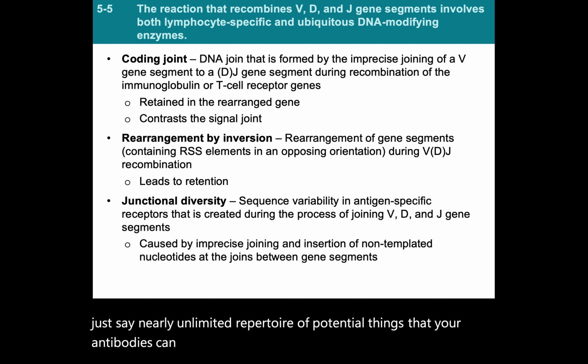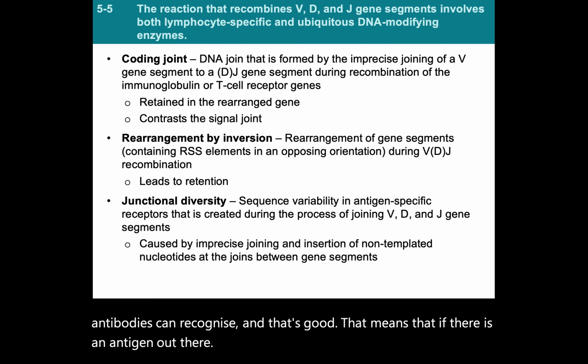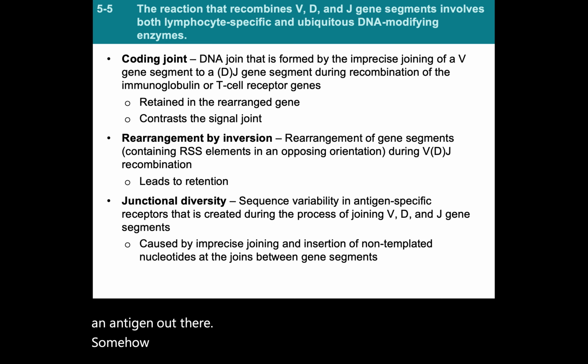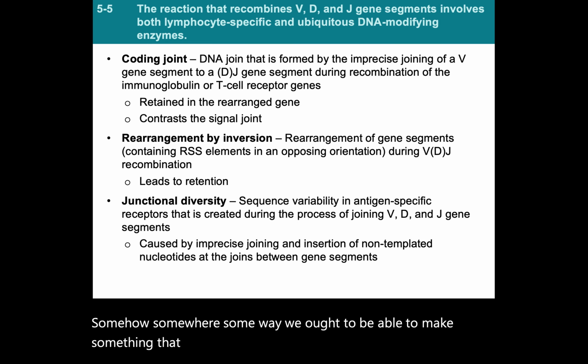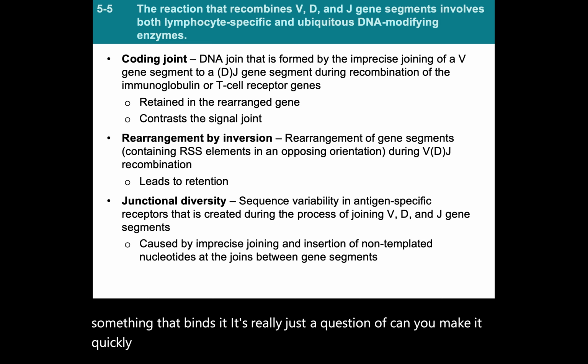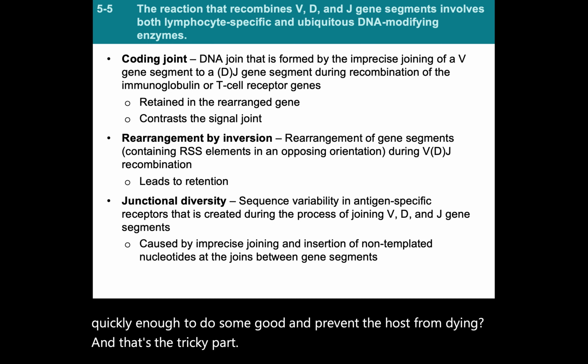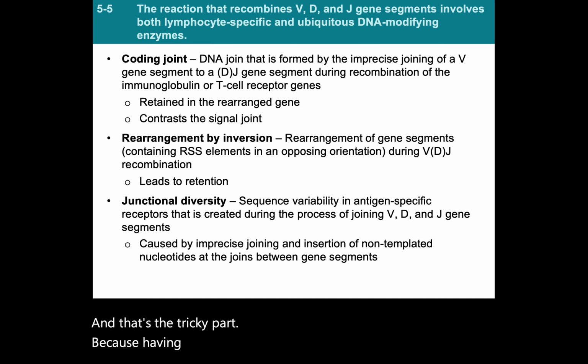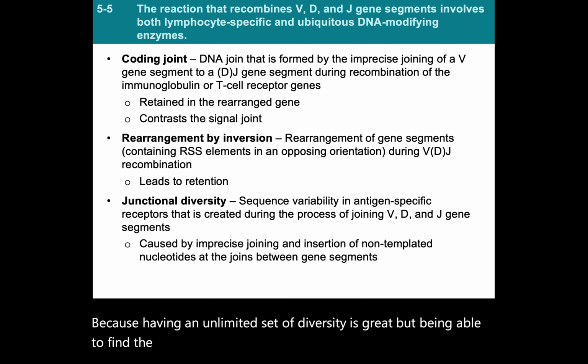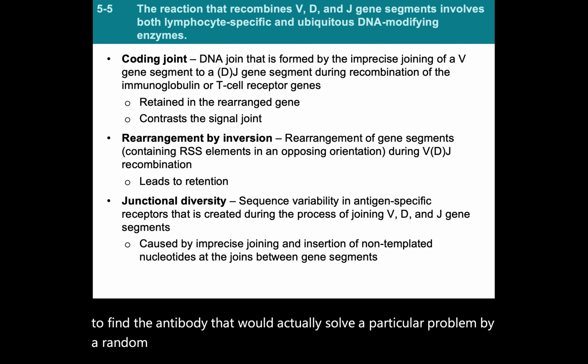And that's good. That means that if there is an antigen out there, somehow, somewhere, some way, we ought to be able to make something that binds it. It's really just a question of, can you make it quickly enough to do some good and prevent the host from dying? And that's the tricky part. Because having an unlimited set of diversity is great, but being able to find the antibody that would actually solve a particular problem by a random process is really tricky.